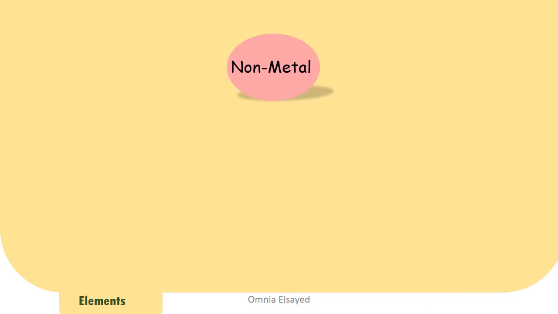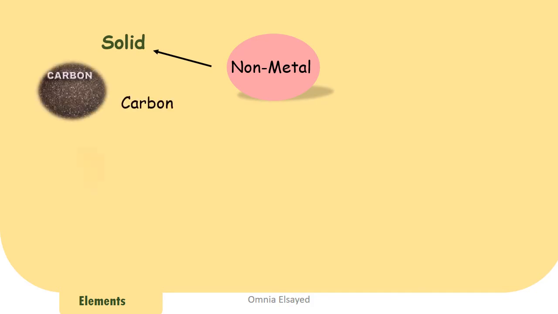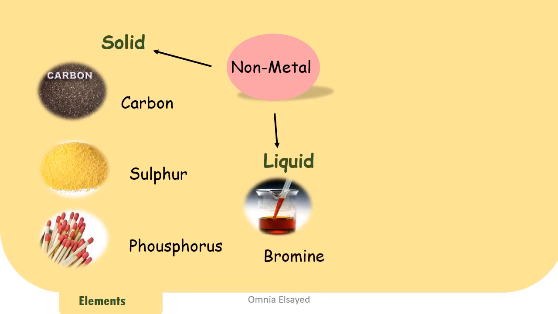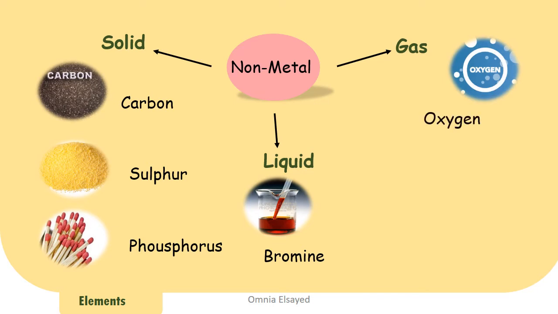Let's see the non-metal group. The non-metal group has three states. Solid state, like carbon, sulfur, and phosphorus. Liquid state, bromine. Gas state, oxygen and nitrogen.